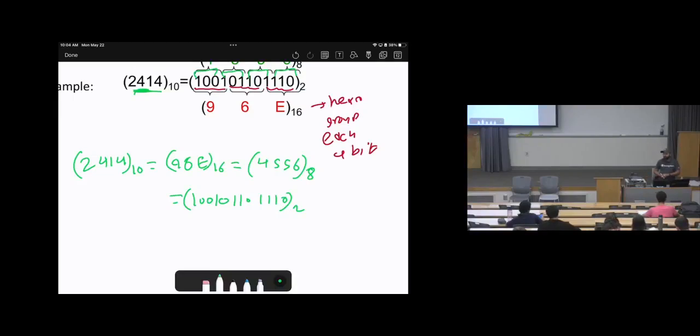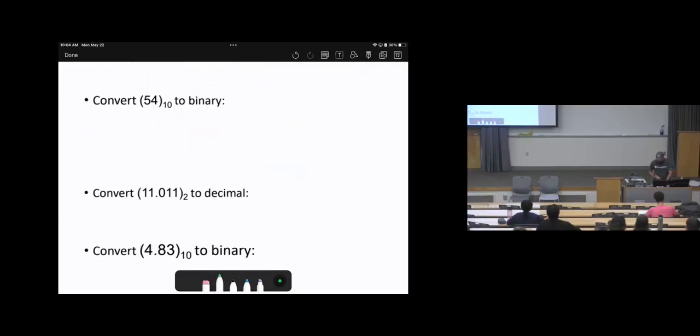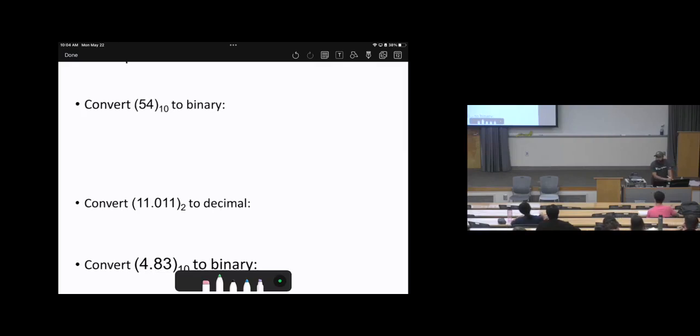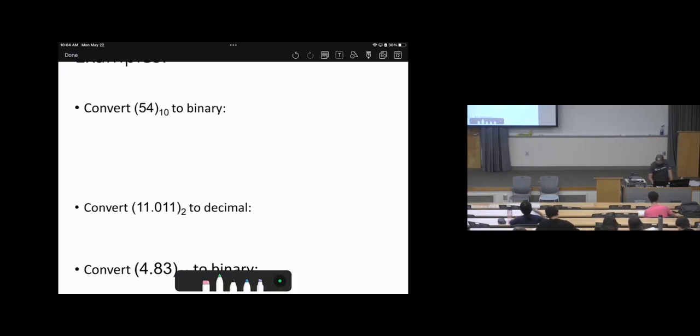Is this clear? Let's try some more examples, so we can make sure everything is fine. 54, convert this to binary. Can you do it? Please do it. Convert 54 to binary. Just keep dividing by 2 and take the residual. Then keep dividing until reaching 0.